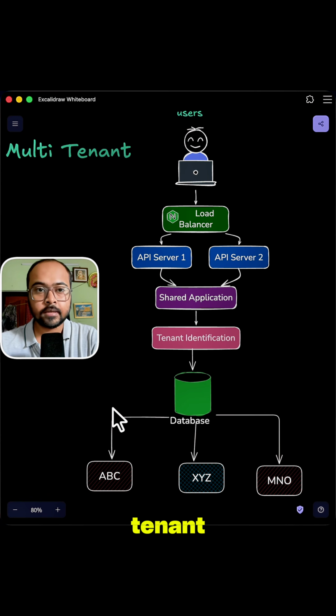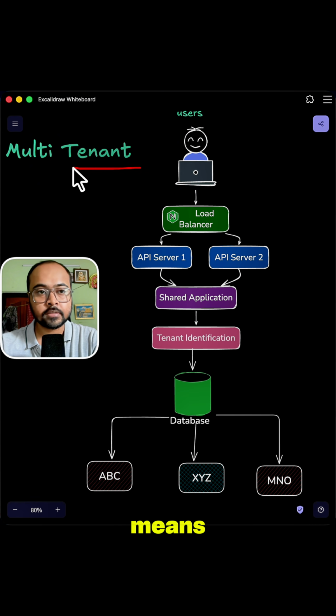So this is how a multi-tenant architecture looks like, where you have a single database, or if not a single database, you have multiple databases, but in the same database itself you have data of the multiple customers. So in multi-tenant, this tenant means the customers. So each customer you can consider them as a tenant.